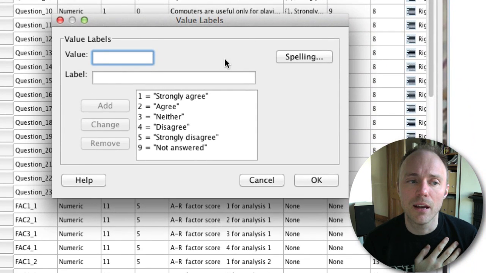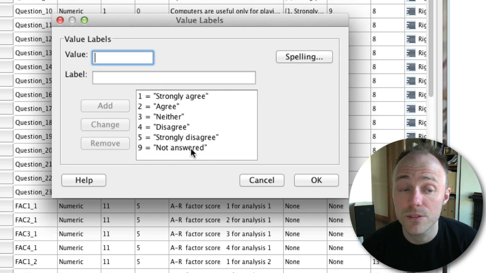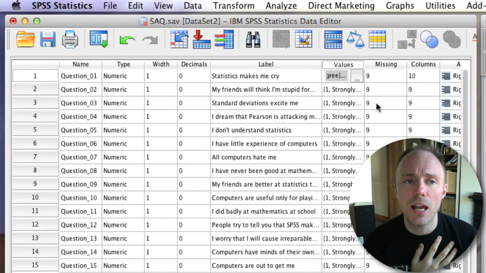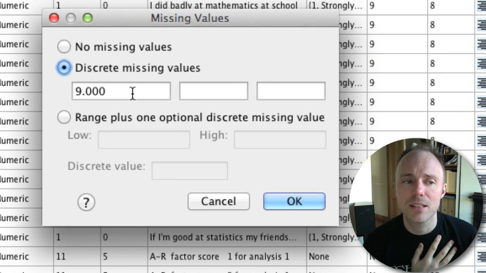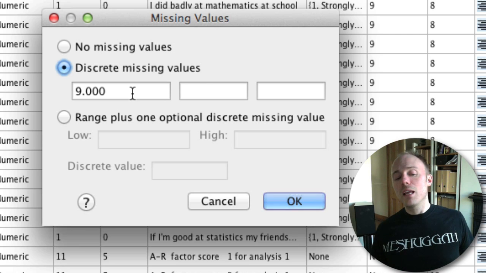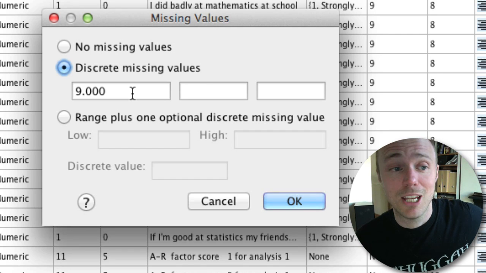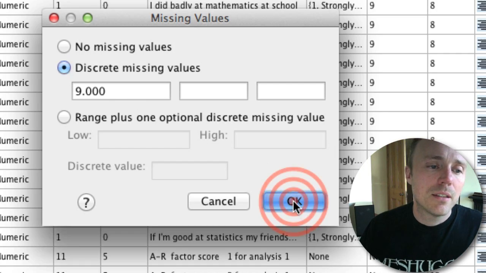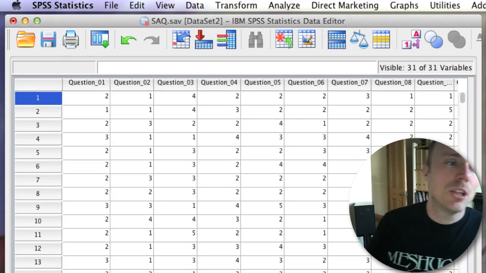So you can see here a 1 represents strongly agree, a 2 agree, a 3 neither, 4 is disagree, 5 is strongly disagree, and 9 is a value for missing answers. If they didn't answer the question, we put in a 9. And you can see in the missing values here, we've set up the missing values to tell SPSS that when you see a 9, that means they didn't answer for some reason. Maybe they didn't want to admit that standard deviations excite them. Who knows? So that's the basis of how the data's laid out. So we'll go back to the data view.